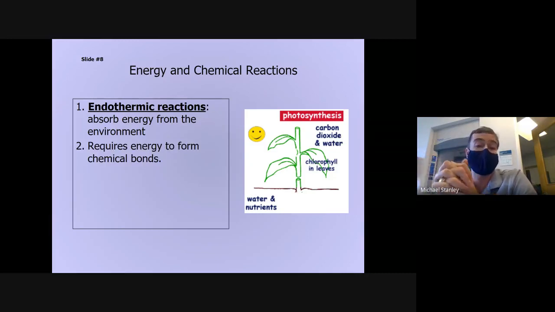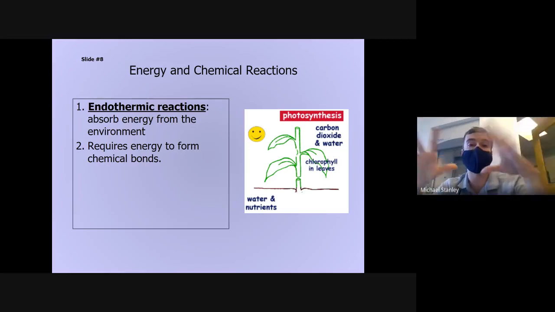A lot of times this is happening when we're forming new chemical bonds, new structures. So with the chemical bonding that we were looking at the other day, with the covalent bonds and the ionic bonds, in general, there is a little bit of energy that's required in order to do that. And so if you're building a big structure with lots of bonds in it, then you're going to need a good amount of energy from the environment.